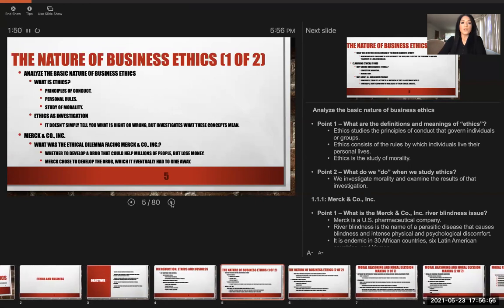Let's take it a step further, the nature of business ethics. Well, we'll look at the first point where we discuss the definitions and meanings of ethics. Ethics studies the principles of conduct that govern individuals or groups. Ethics consists of the rules by which individuals live their personal lives. Ethics is the study of morality.